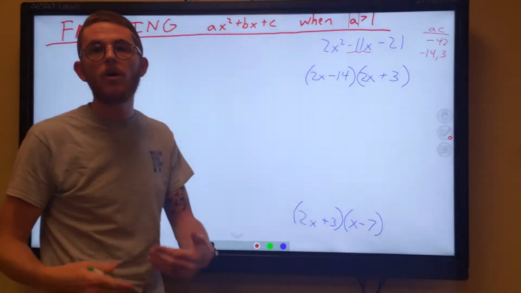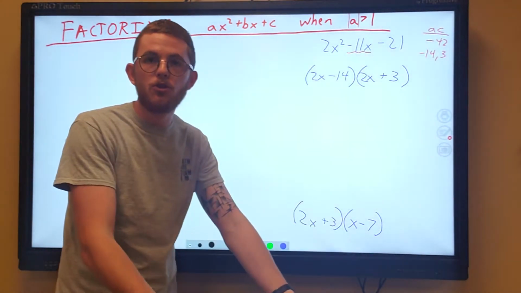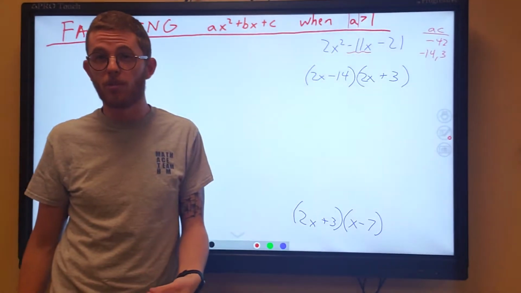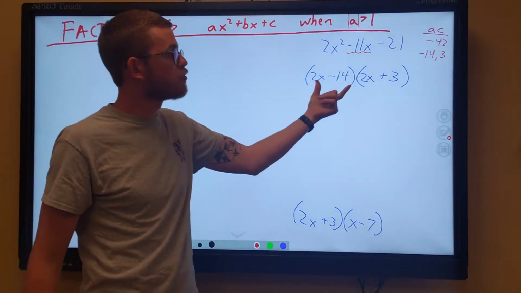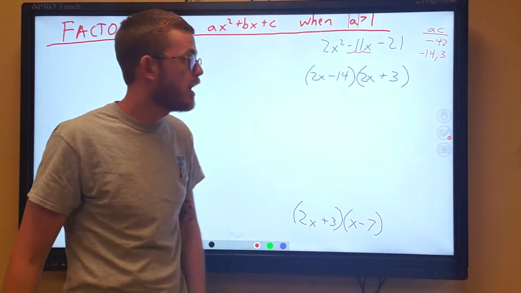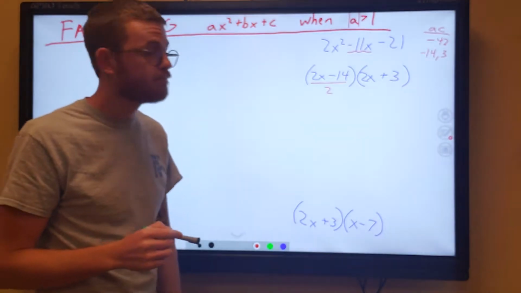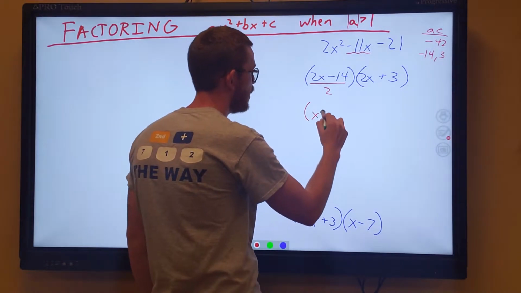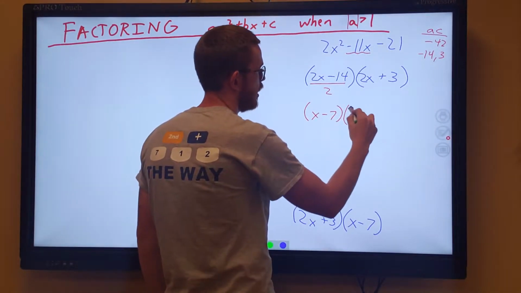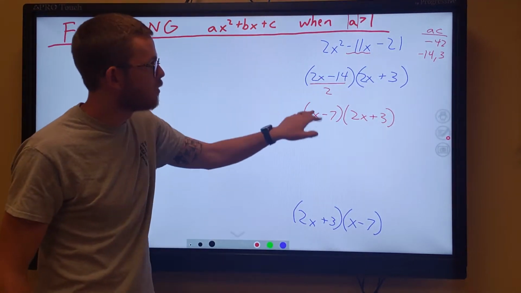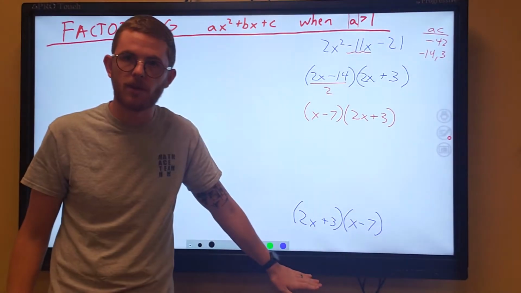And then I'm always looking to reduce. Because we multiplied by 2 earlier in the problem, I'm going to try to divide by 2 now. I can divide this one entirely by 2, leaving me with x minus 7 and 2x plus 3. Dividing both of those by 2. Notice it got me the same thing, okay?